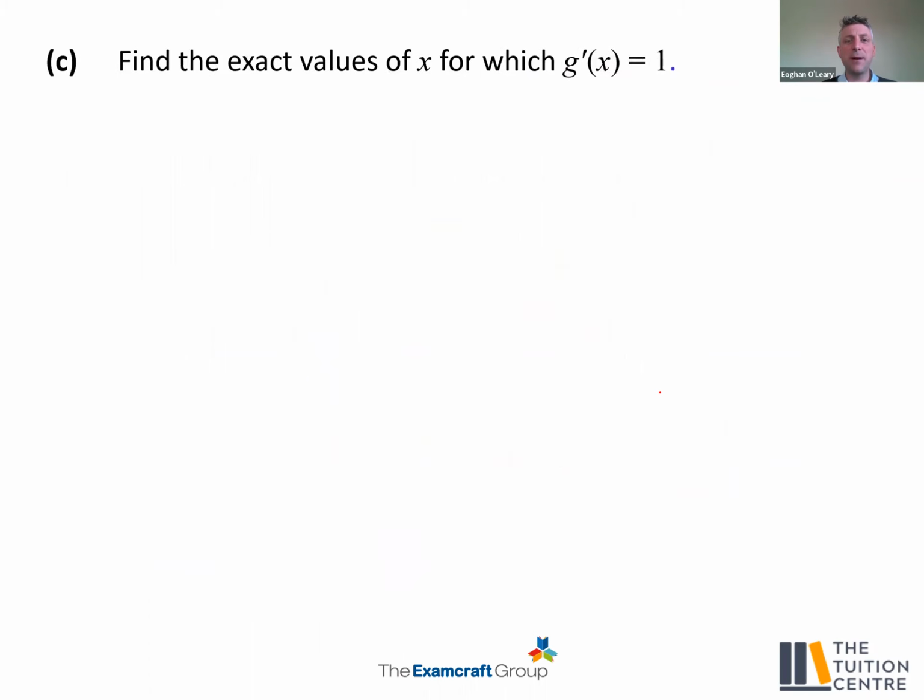It says find the exact values for x for which g dash of x is equal to 1. So in this case, we have our first derivative. And again, how many times do I say this, it is crucial to remember that you could have done part C without ever getting part B right. So we have e to the power of x all over e to the power of x minus 2, all squared, equals 1. I can multiply both sides by the e to the power of x minus 2, all squared. I square out my bracket.